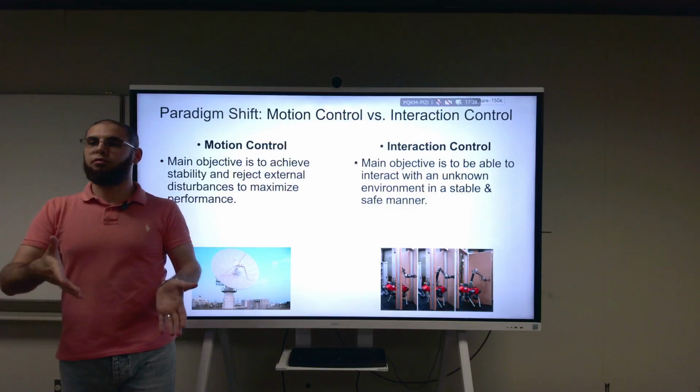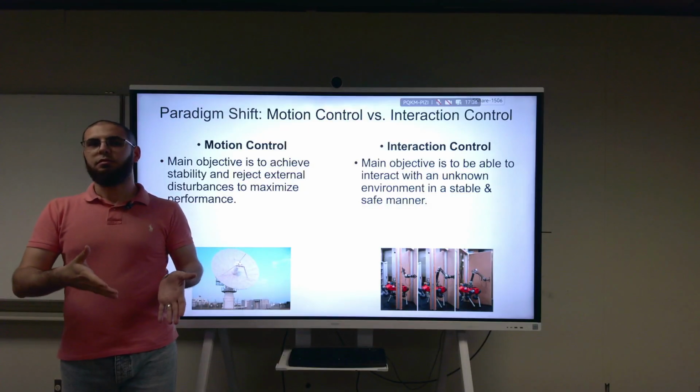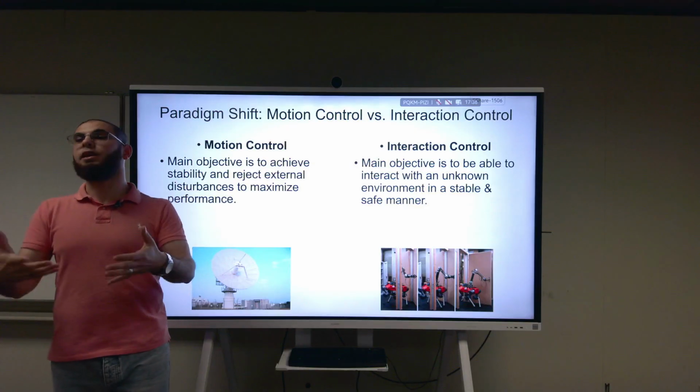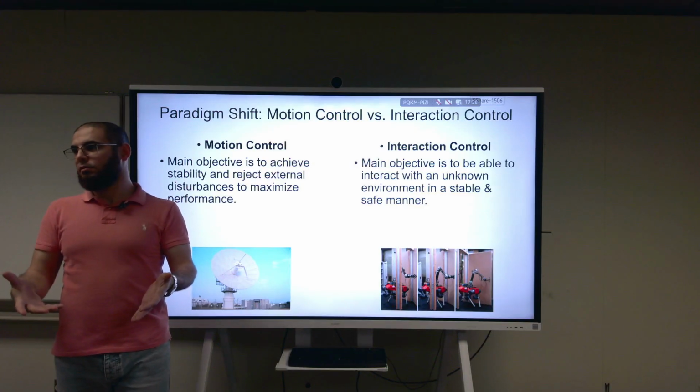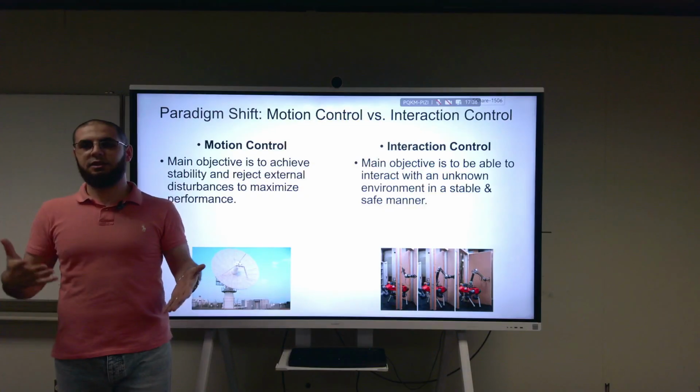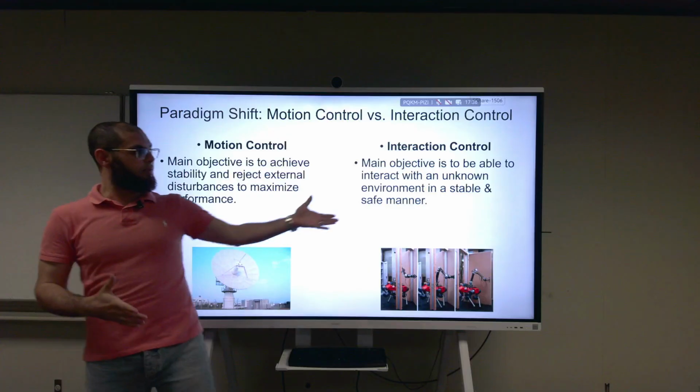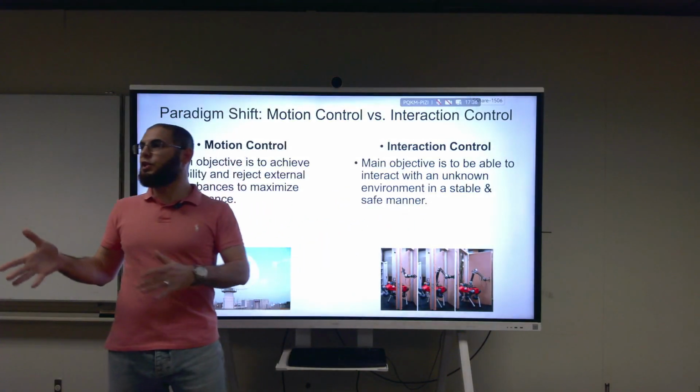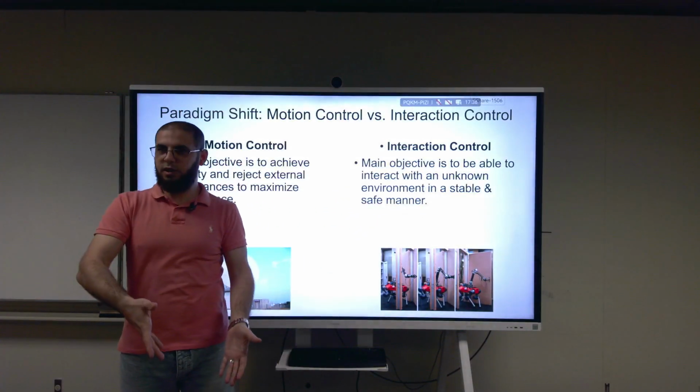So you made robots to do what? To do jobs. And those jobs include what kind of action? Interaction with the environment, exactly. So by definition, we created robots to actually interact with the environment.